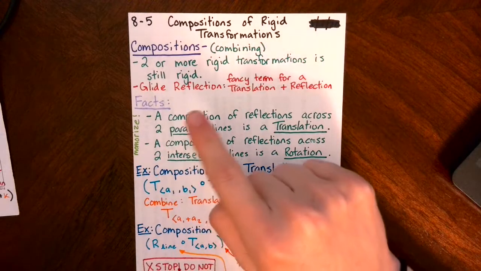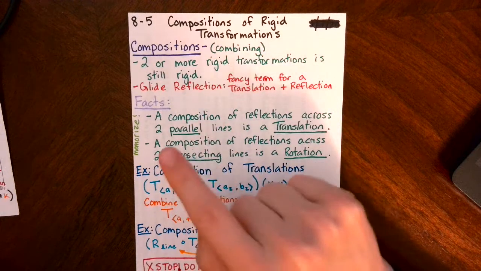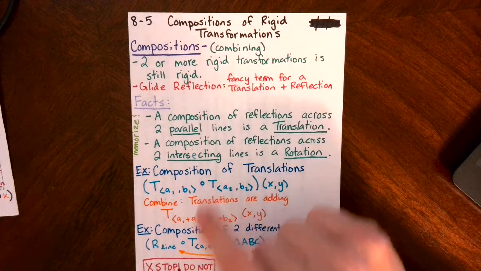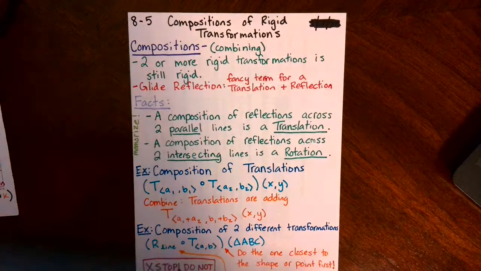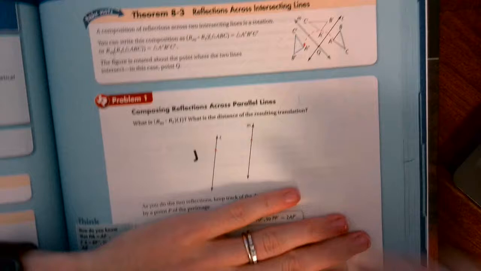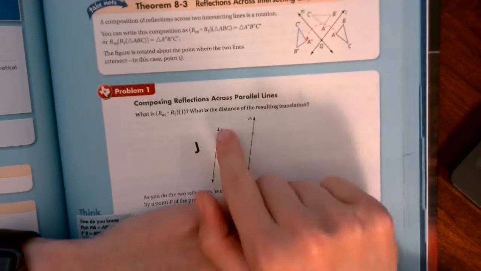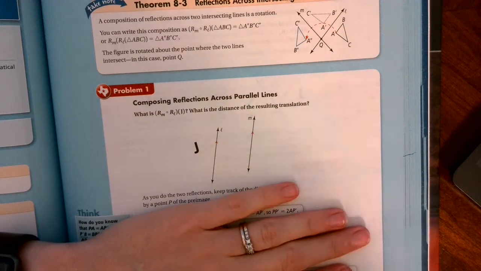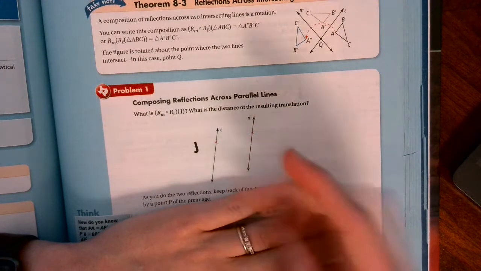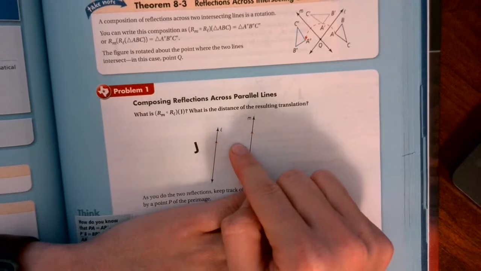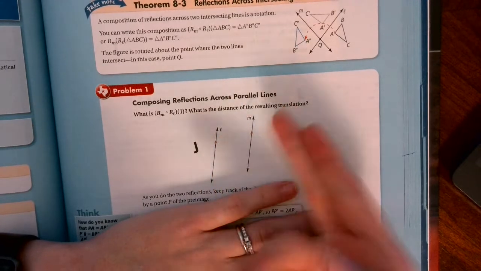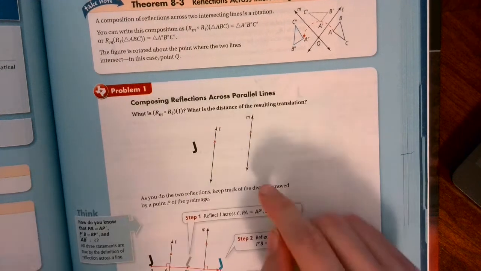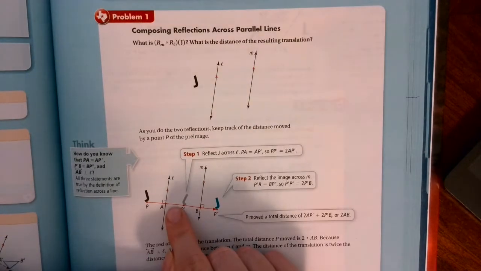The first one is a composition of reflections across two parallel lines is a translation. Okay, what I mean by that, and I'm going to show you on the textbook. I have J here, and I have two parallel lines. We know they're parallel because of the arrows. Now, when I reflect J across here, I'll get a backwards J, right? And then when I reflect it back across this line, I will once again have a forward J. And here is the example of that occurring.